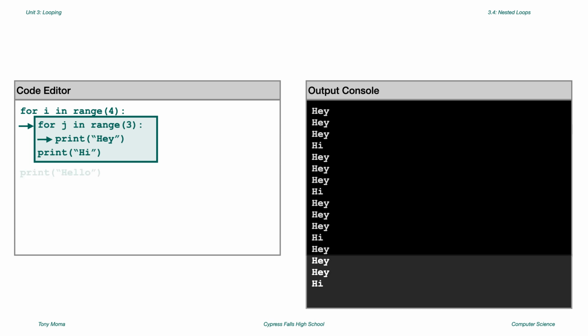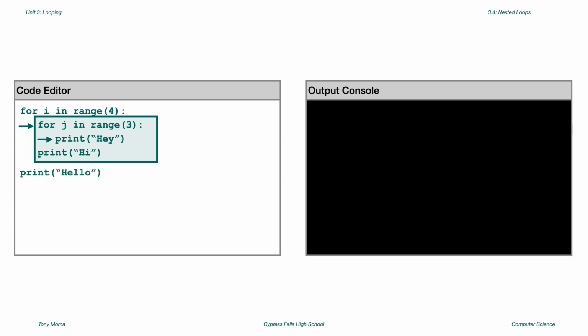Now suppose I add another print statement, print hello. How does this statement differ from the other 2 print statements? Well, it differs in that it's not indented at all. That means it doesn't belong to either of the 2 for loops, which means it'll only execute after both of the for loops have finished executing.